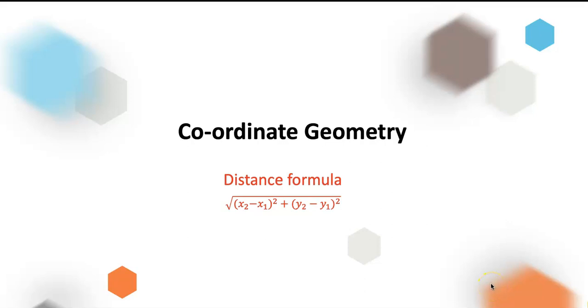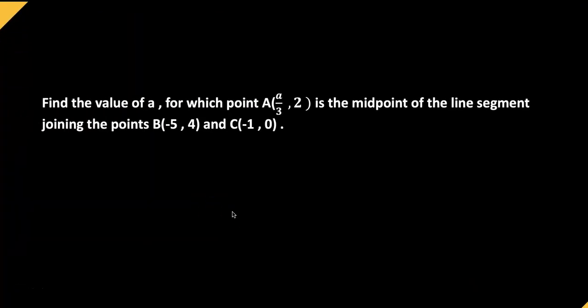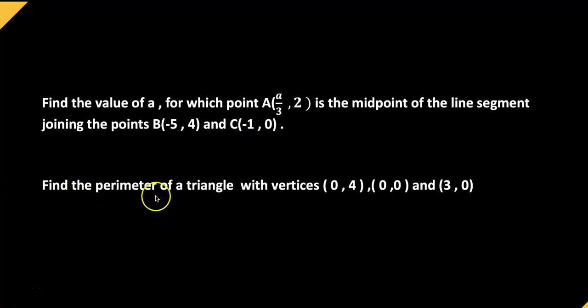Coordinate Geometry. Today we can discuss the distance formula. Let's see the question. Find the value of A for which point A of A by 3, 2 is the midpoint of line segment joining the points B minus 5, 4 and C minus 1, 0. And the second question, find the perimeter of a triangle with the vertices 0, 4, 0, 0, 3, 0. Let's see one by one.